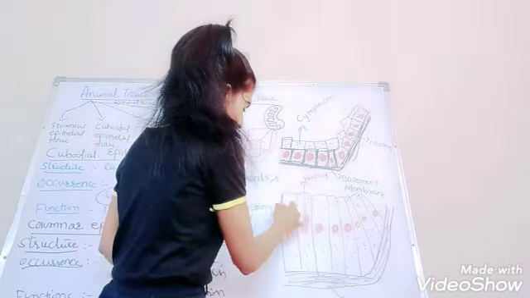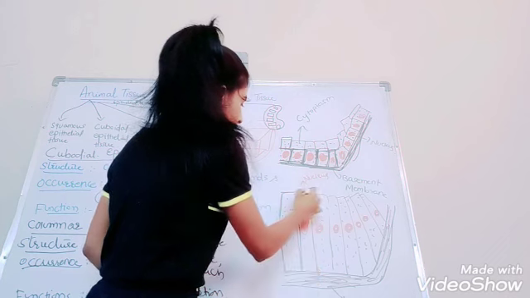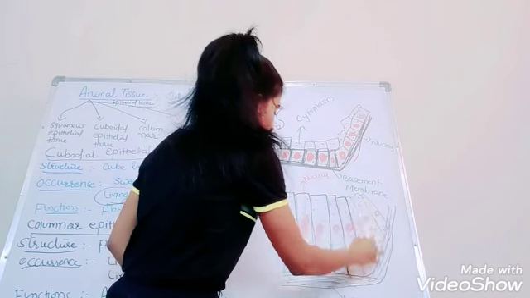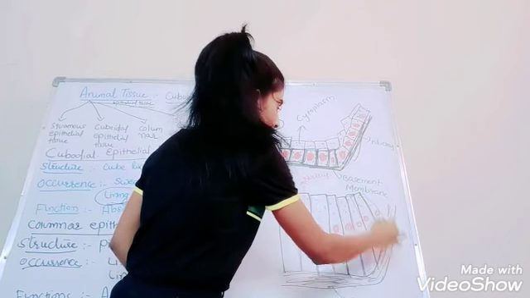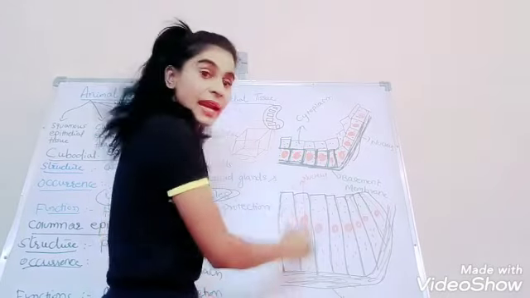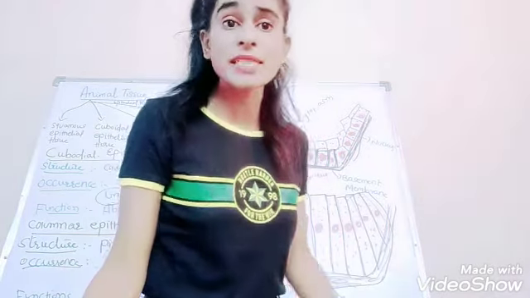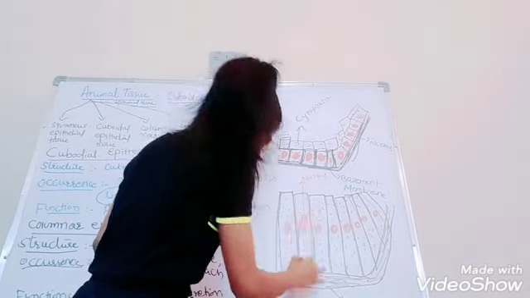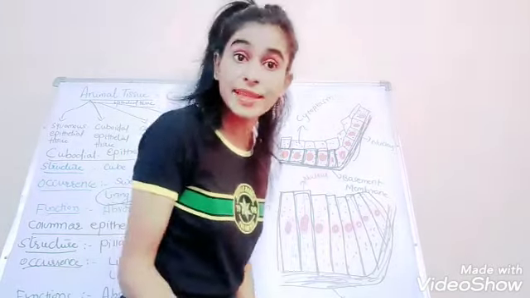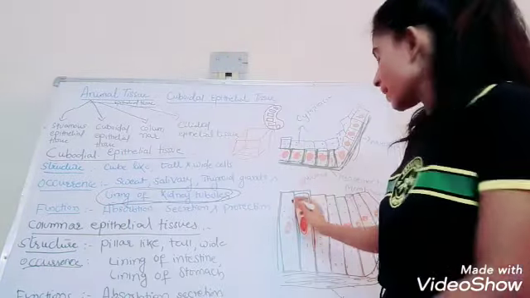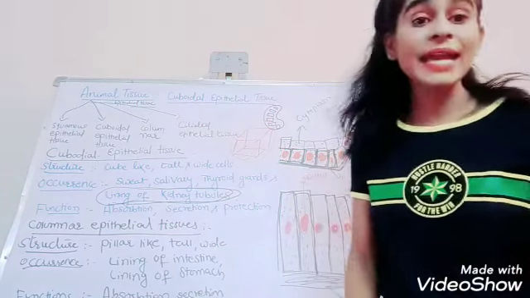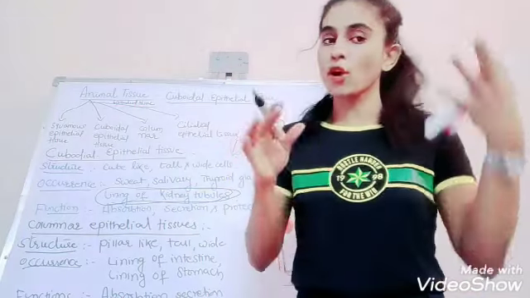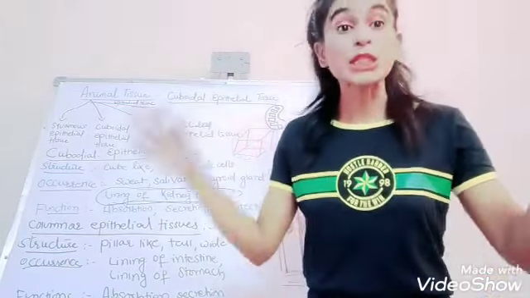The third type of epithelial tissue of animal tissue is columnar epithelial tissue. I think you can easily see, these are all tall pillar-like. The name itself suggests these are column in shape. These are tall pillar-like, just like our house pillar. So in columnar epithelial tissues, the cells are column-like, pillar-like, wide, tall cells.